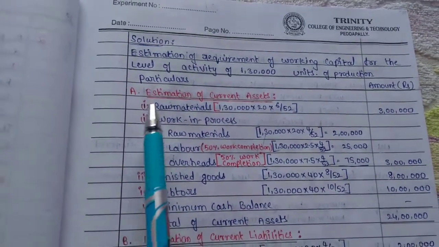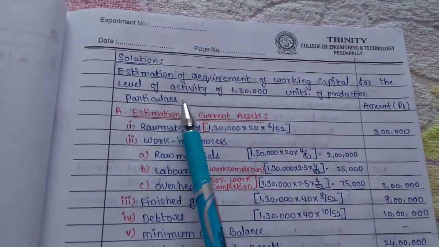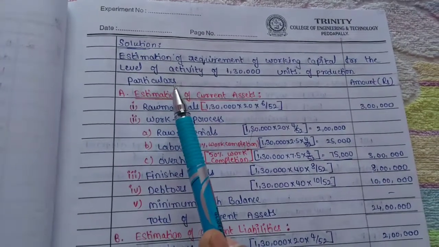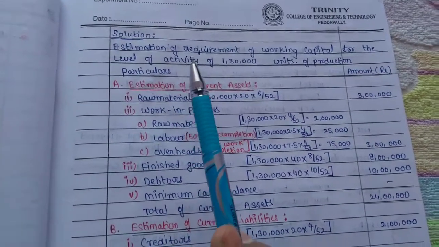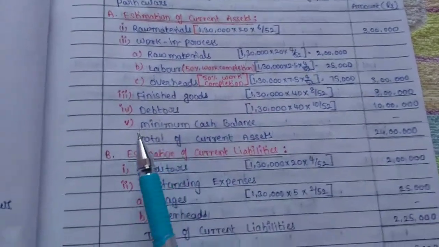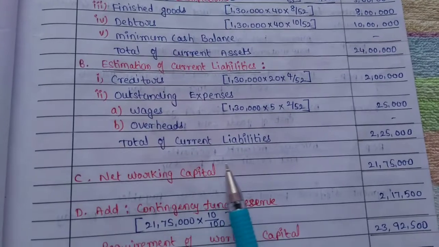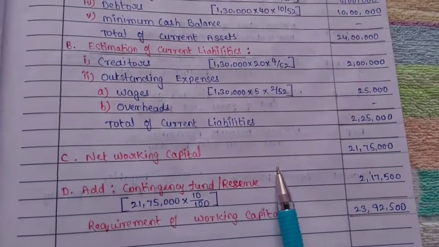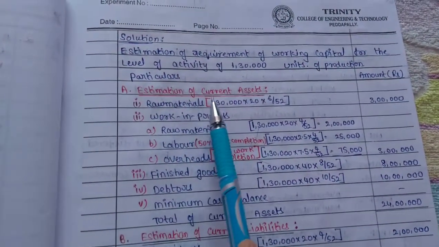Now coming to the solution, here is the estimation of requirement of working capital for the level of activity of 1,30,000 units of production. According to the working capital component method, there are 4 steps. The first one is estimation of current assets, the second step is estimation of current liabilities, the third step is net working capital calculation, and the fourth step is adding contingency reserve fund if any. So now we will see step 1, that is estimation of current assets.